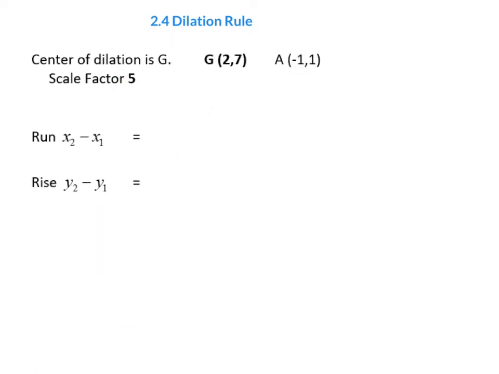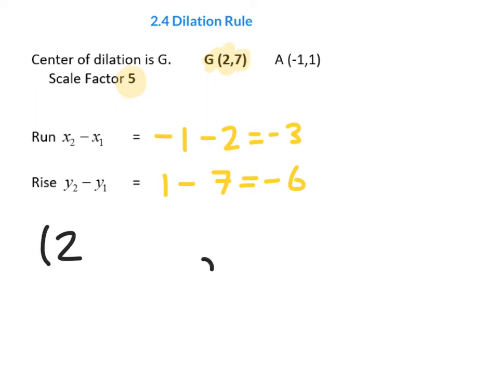One last one quickly. I know I need to do this, though. People struggle with this one. Here's my center. Here's my scale factor. Let's find our run. That would be -1 subtract 2. That's a -3 run. It would be 1 subtract 7. That's a -6 rise. I start at 2 and I start at 7. These are my locations here.